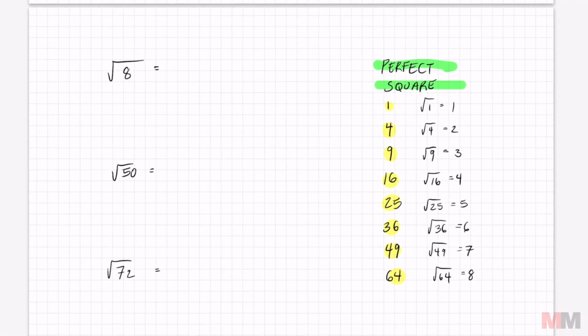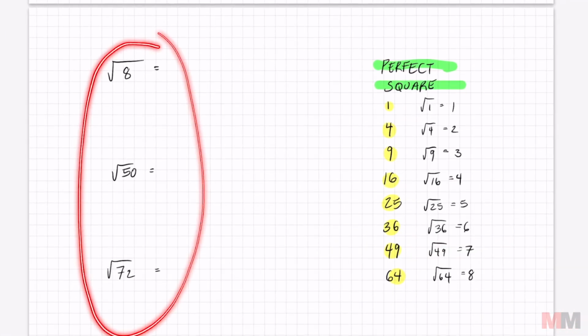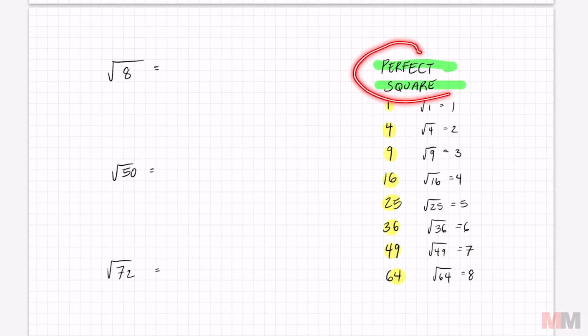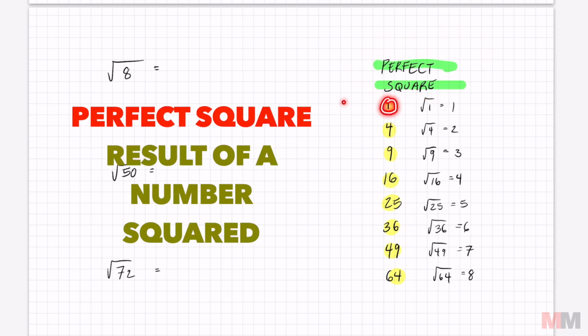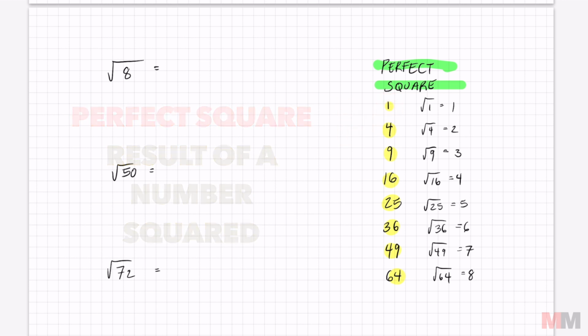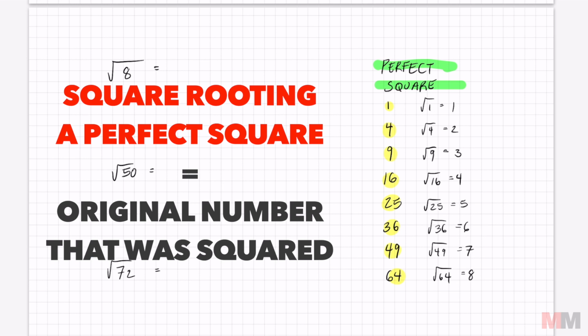So we're going to simplify these square roots on the left by using perfect squares. And if you don't know what a perfect square is, it's just a product of two numbers that are the same being multiplied together. Like 1 times 1 equals 1, 2 times 2 equals 4, and so forth. And the thing with perfect squares is that if you square root them, you get a whole number. Like root 4 equals 2, root 9 equals 3, and so forth.